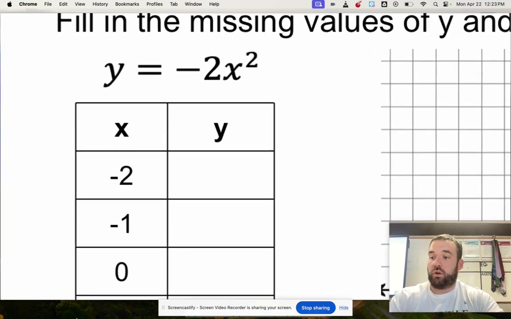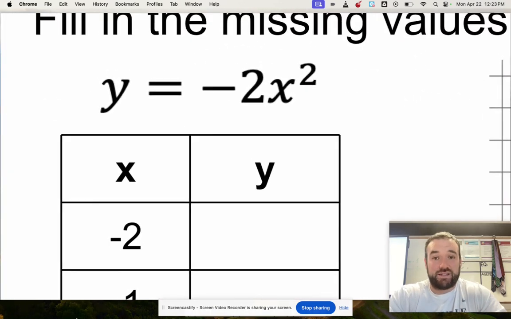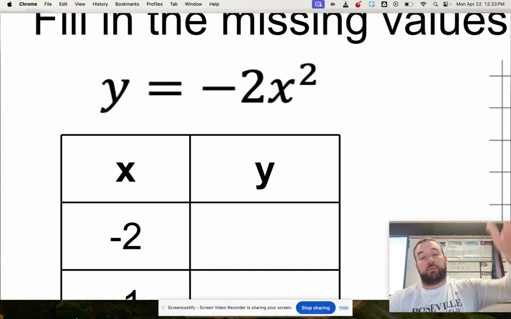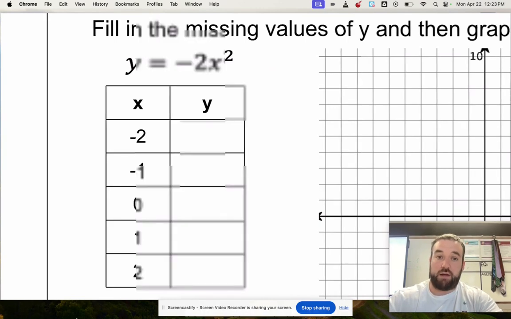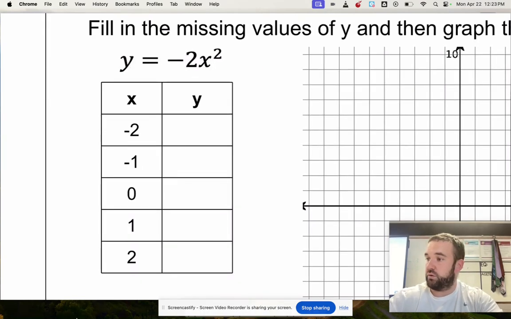So what we're going to look at is an equation like this: y equals negative 2x squared. And what we really need to pay attention to is the squared. In previous trimesters, when we graphed y equals mx plus b, it made a straight line. But when I put something like x squared in, it's going to change the shape of the graph. So let's get right into it because I want to show you how this works.